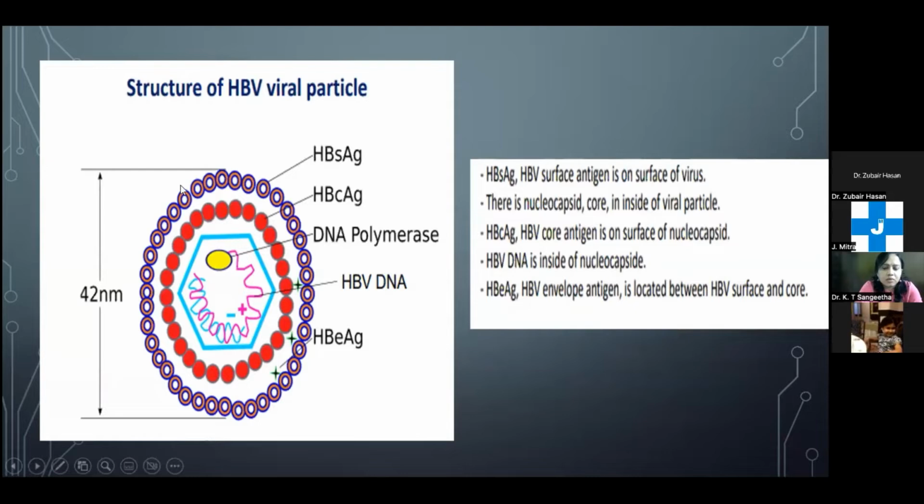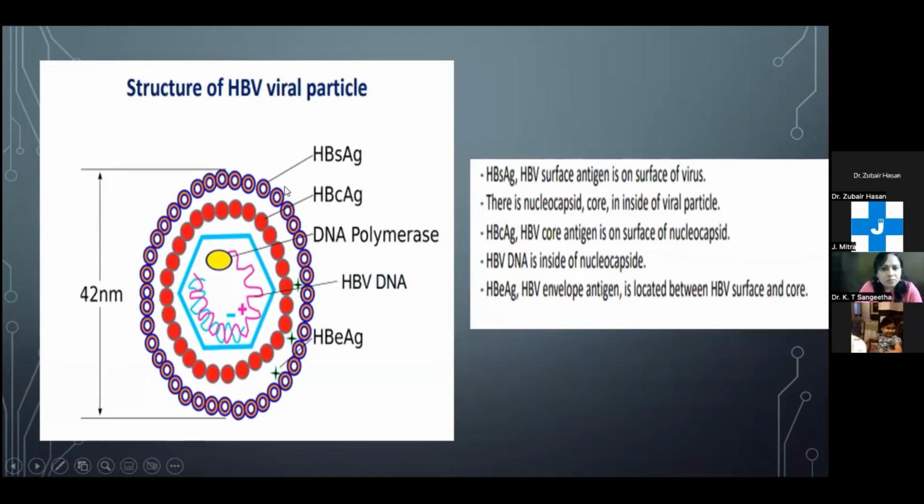Coming to the structure, you can see here it's an enveloped virus. That is the surface antigen, the HBsAg antigen. Inside that we have the nucleocapsid, which has the hepatitis B core antigen. And in between these two, we have the pre-core antigen, which is known as the HBe antigen. Now, inside the nucleocapsid, we have an incomplete double-stranded DNA with a DNA polymerase. So this is, in general, the structure of hepatitis B virus.